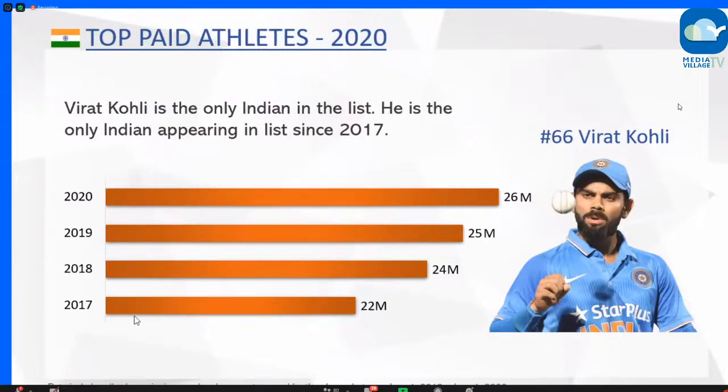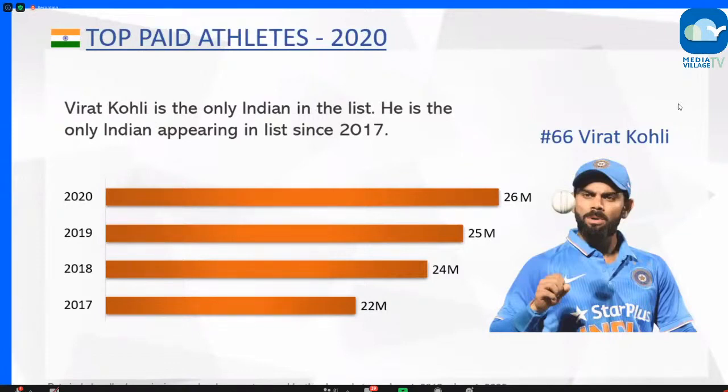So he's been in the list since 2017, and he's the only Indian athlete to be appearing in the list. So this is a progression of his earnings over the last 4 years. It's been steadily increasing, but no huge improvement. So he started off with 22 million, and now he's at 26 million US dollars. This is another story presented visually.